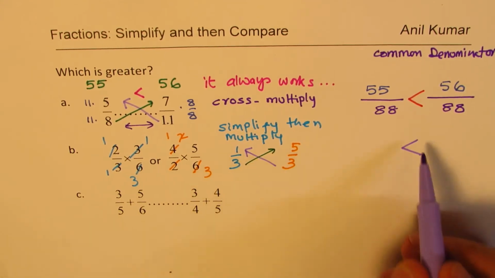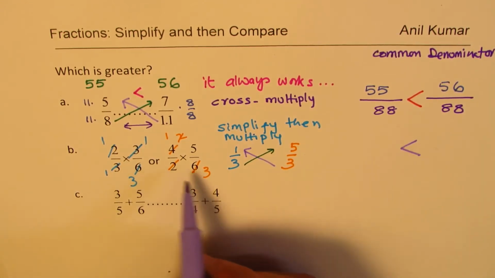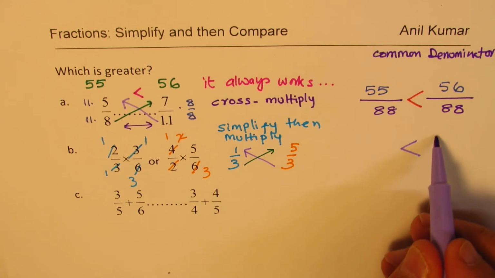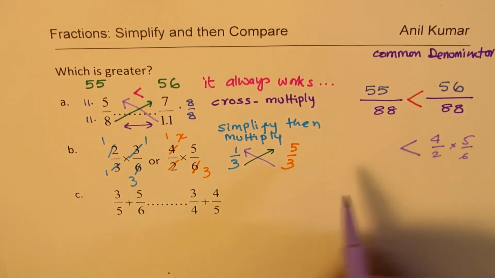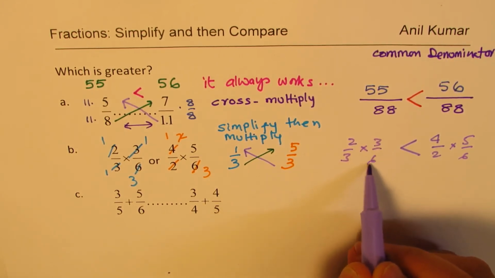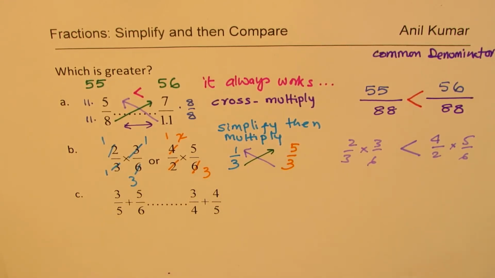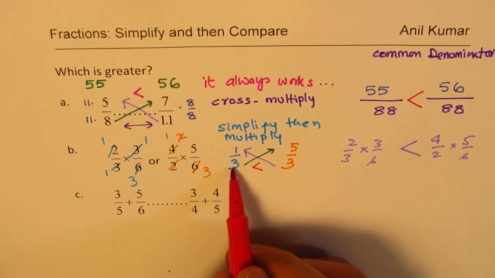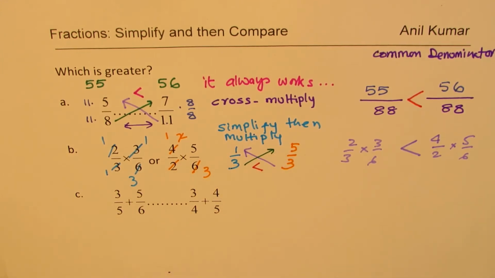So you can say, well, 5 over 3 is greater, right? So you can write that this fraction which you had here, which is 4 over 2 times 5 over 6, is greater than 2 over 3 times 3 over 6. Does it make sense? Since 5 is greater, right? So you got it. Now when you have the same base, you don't even have to multiply, right? So it is absolutely clear, correct?